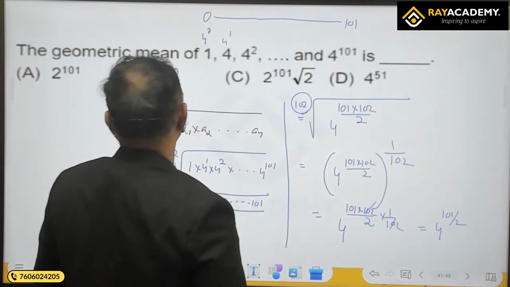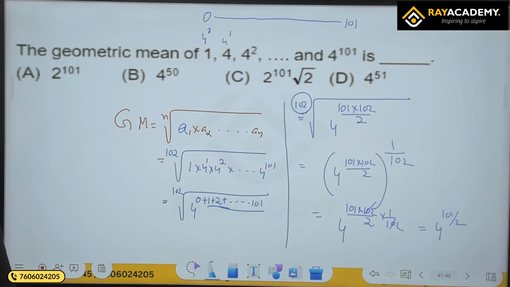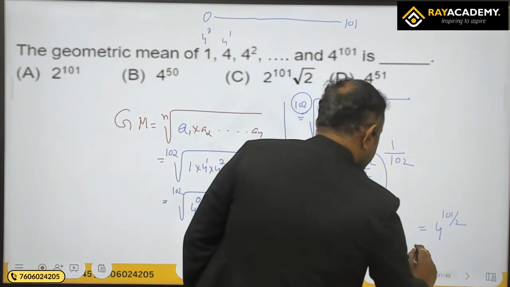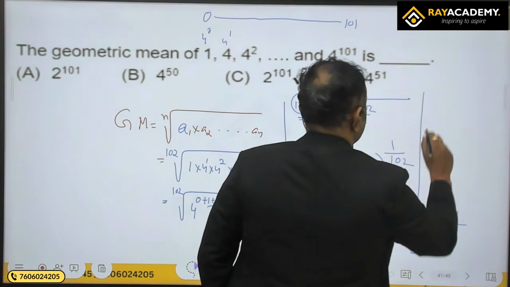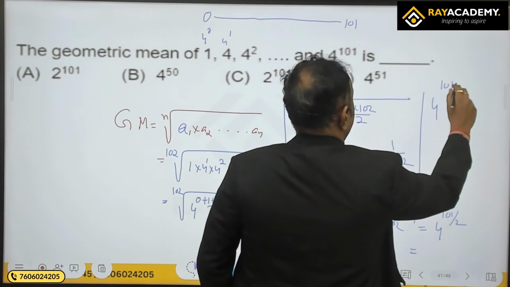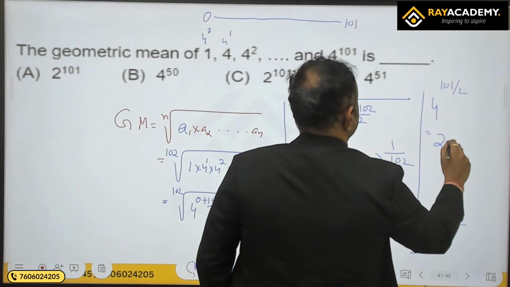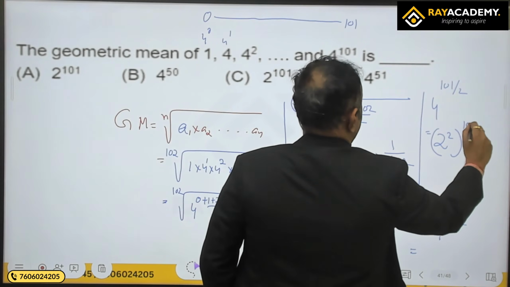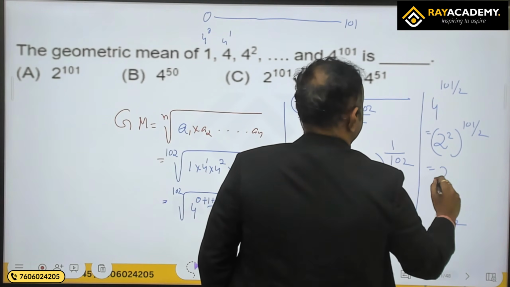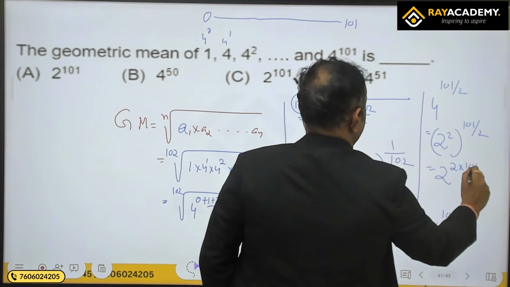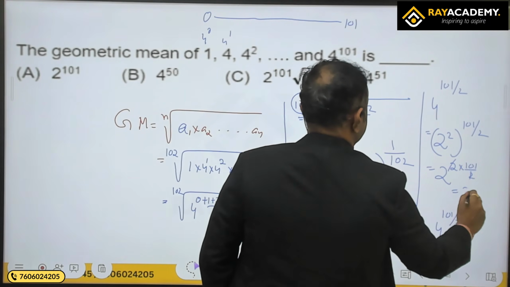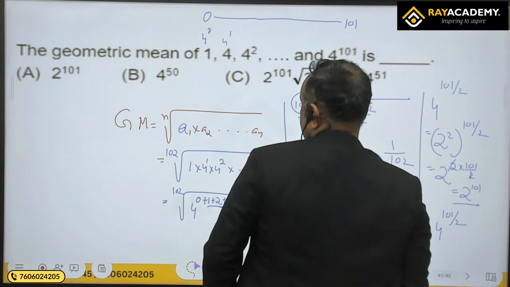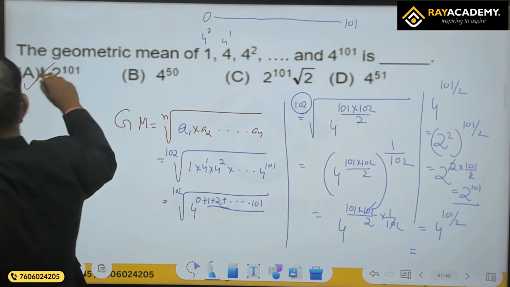Now which option is it? Let us see, option with 2. So you can write 4 as 2 squared. 4 to the power 101 by 2 is equal to 2 squared to the power 101 by 2. So the 2 into 101 by 2 gets cancelled. So the answer is 2 to the power 101. So the right answer is 2 to the power 101.